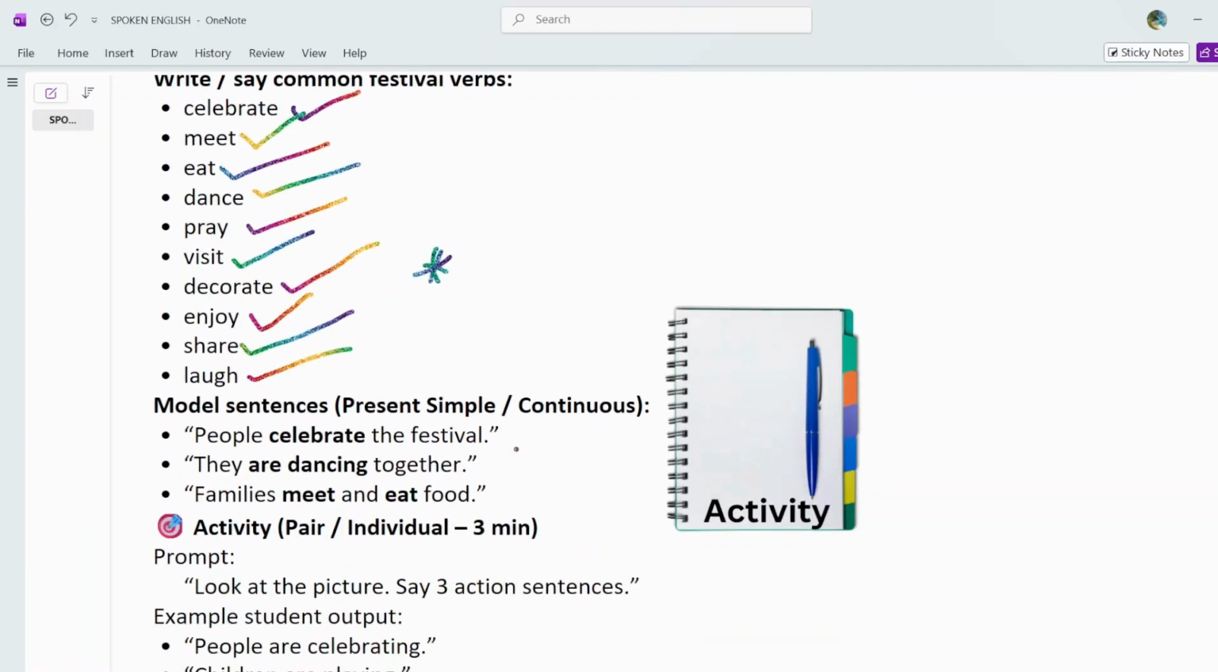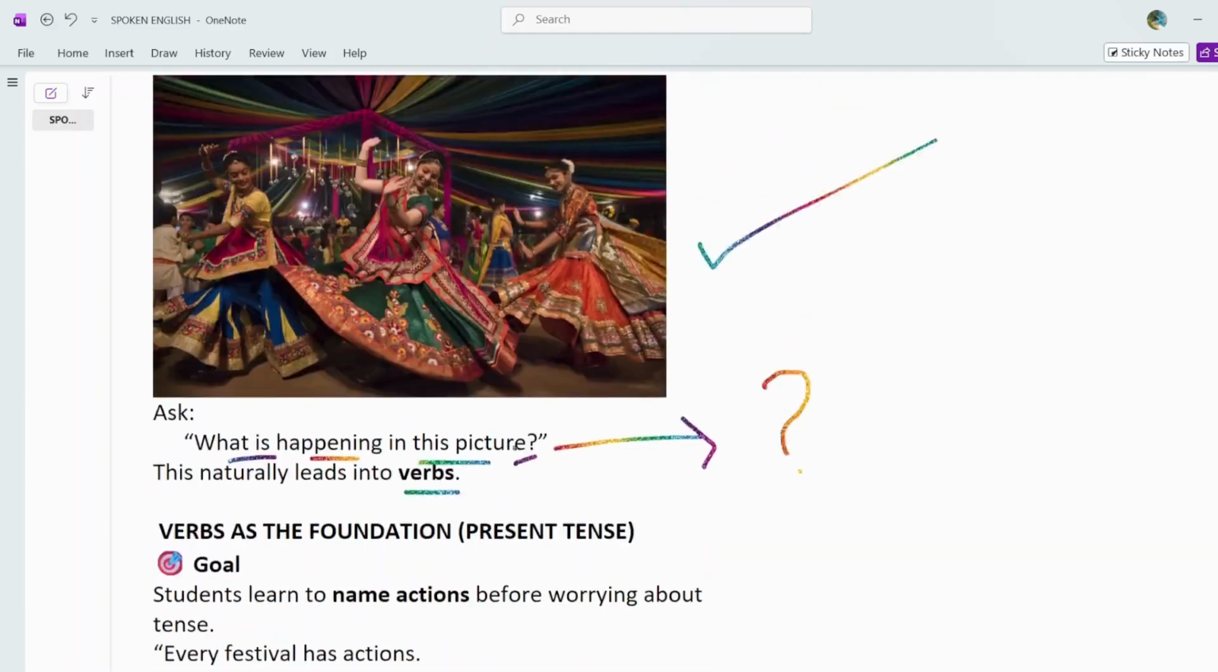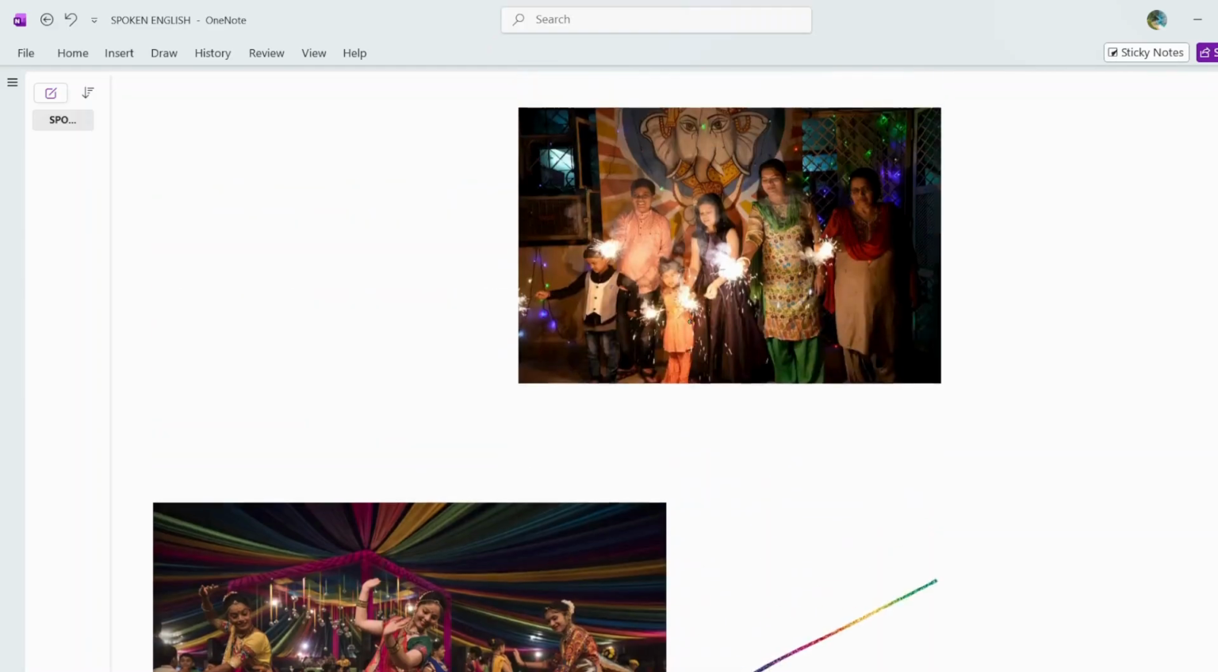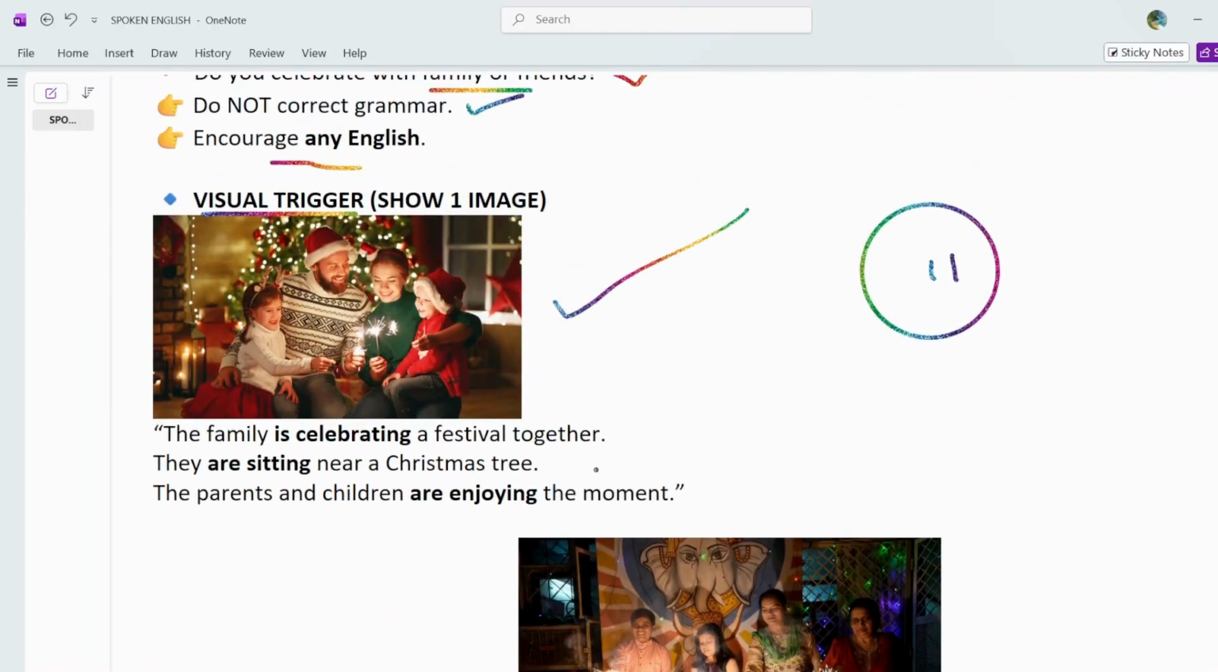So now notice something. When we look at the festival picture, we use present tense. For example, when we are looking at this picture, we can describe what is happening. That is this question, what is happening in this picture, using present tense, right? Like people are celebrating. Okay, let's look at this. Now let's read this, or I'm going to read it out to you. The family is celebrating. Okay.